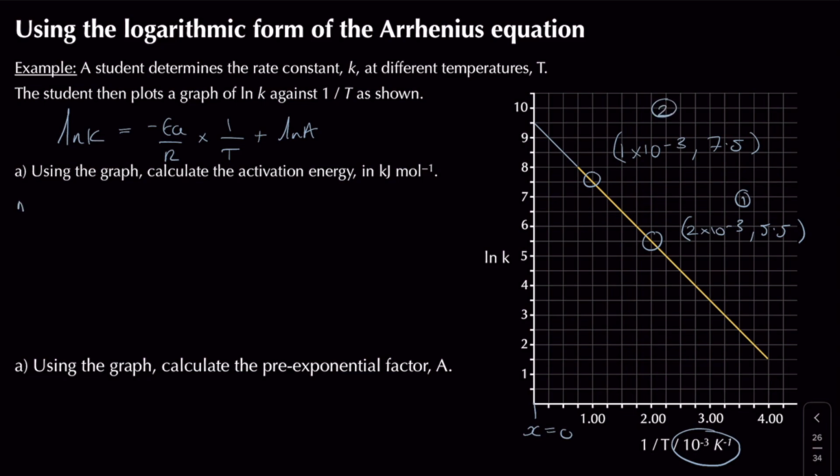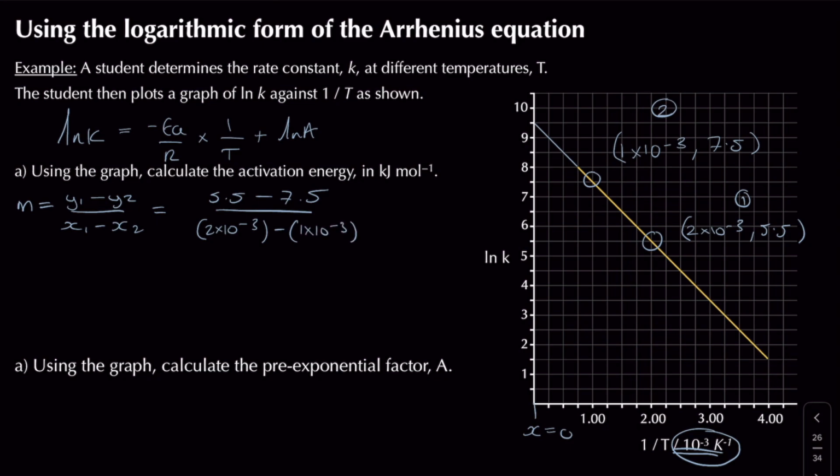When we come to working out our gradient, once we've found nice points that are easy to read, we can take our change in y over the change in x. So I'm going to do y1 minus y2 divided by x1 minus x2. If I sub in my numbers, it's going to be 5.5 subtracting 7.5 at the top. That's our change in y. And don't forget the powers, because remember what we said over here, it's going to be times 10 to the power of minus 3. I've got 2 times 10 to the power of minus 3, and then we're going to subtract 1 times 10 to the power of minus 3.